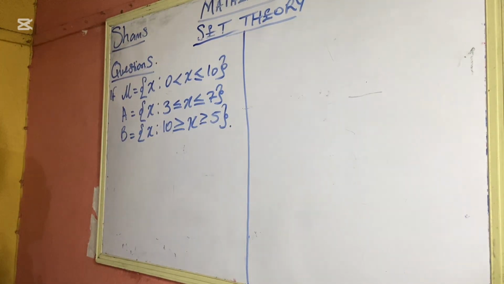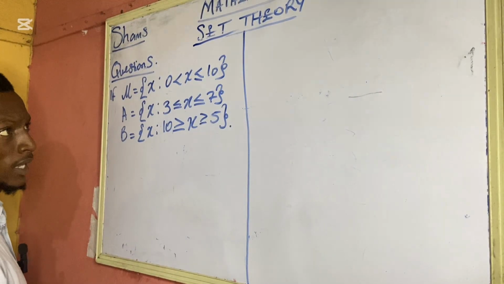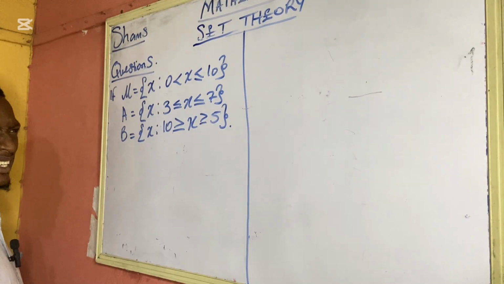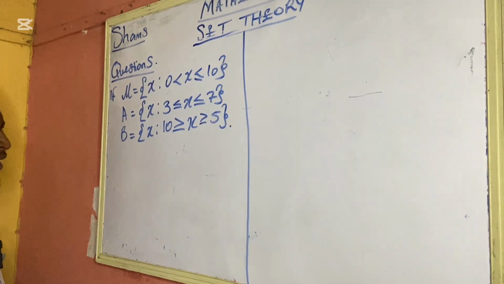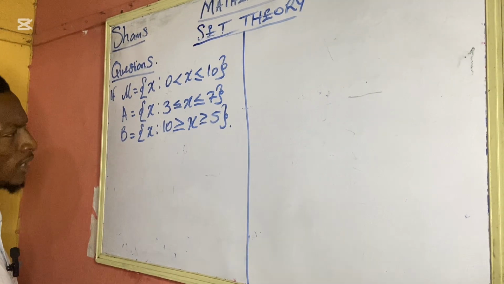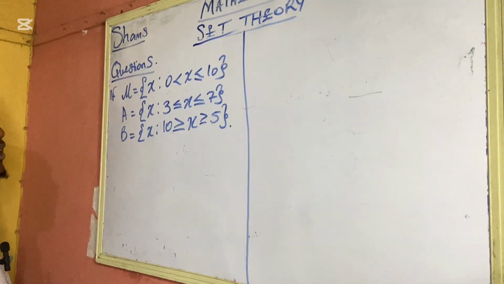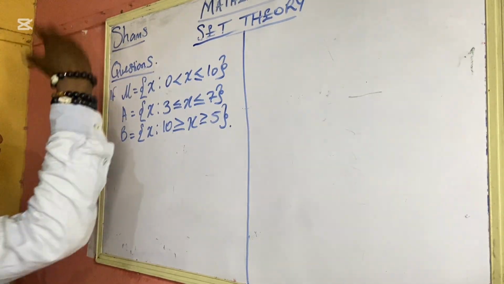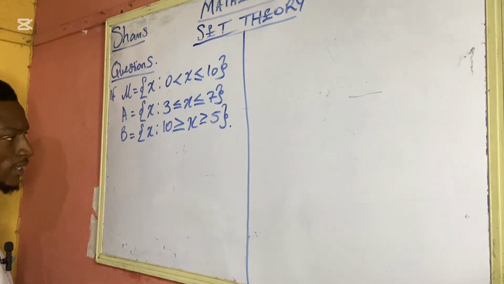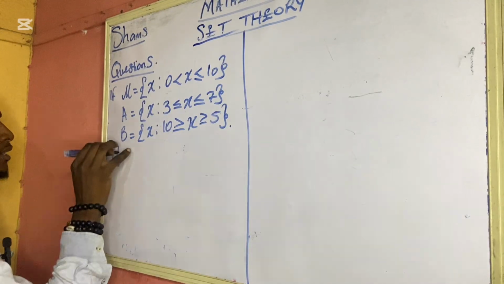equals to 10, set A equals x such that 3 is less than or equals to x and x is less than or equals to 7. Then set B is x such that 10 is greater than or equals to x and x is greater than or equals to 5. Now before we solve anything here, we have to find what the elements in the universal set, set A and set B are.